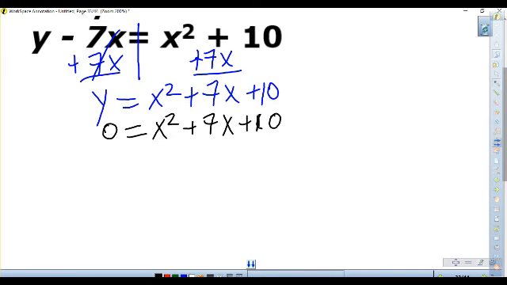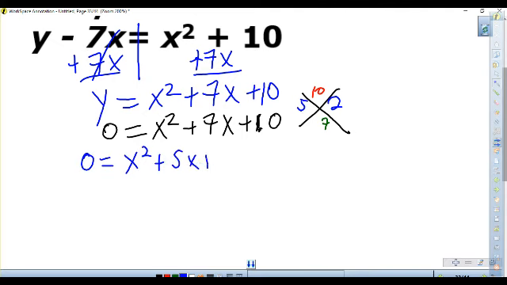Gio, what do I do from there? You factor. Okay, what goes on top? 10. Bottom, 7. And the two factors are 5 and 2, or 2 and 5. Does it matter the order? No? Okay, tell me what to write. 0 equals x squared plus 5x plus 2x plus 10.